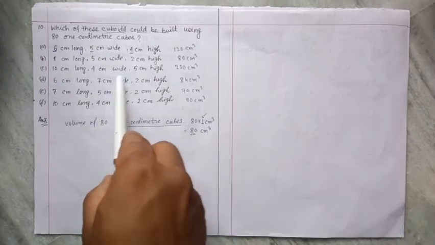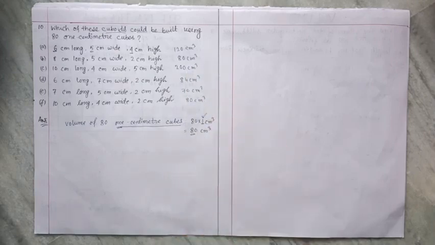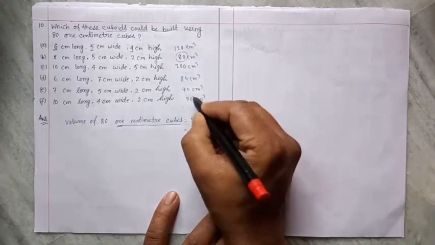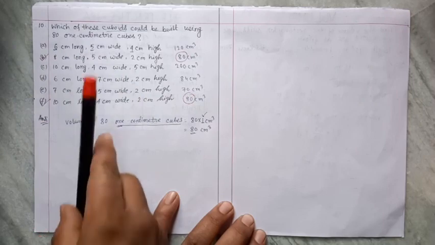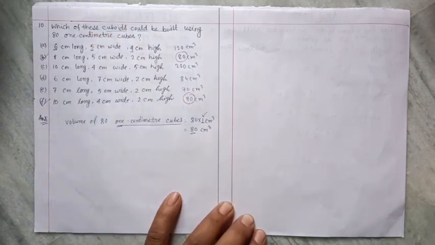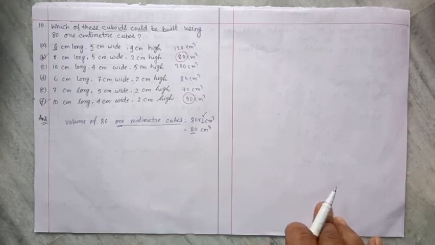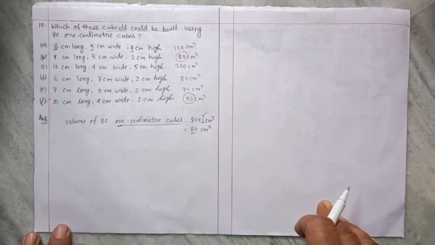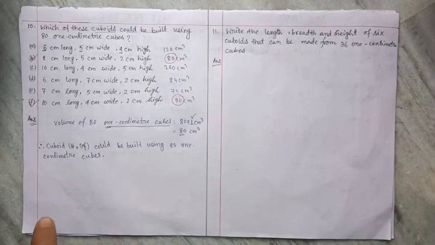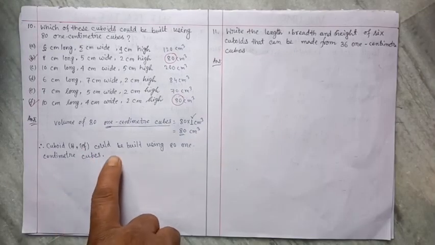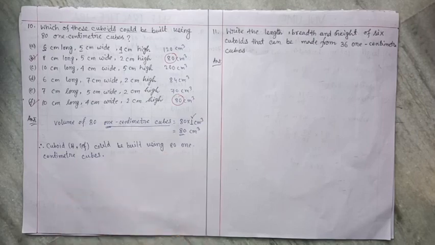So the volumes are given here. Among them, where is 80? Here is 80 and here is 80. So the cuboid B and cuboid F. So what will be the answer? Cuboid B and cuboid F could be built using 81 centimeter cubes. So keep in your mind, when you make with the cube, the volume of the 81 centimeter cubes will be equal to the volume of the cuboid. So write the answer statement: cuboid B and F could be built using 81 centimeter cubes.